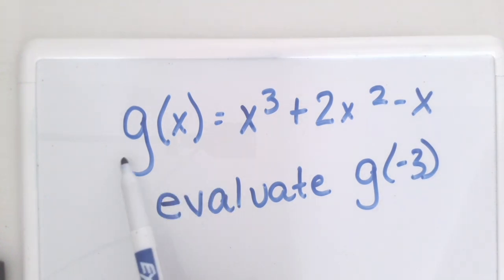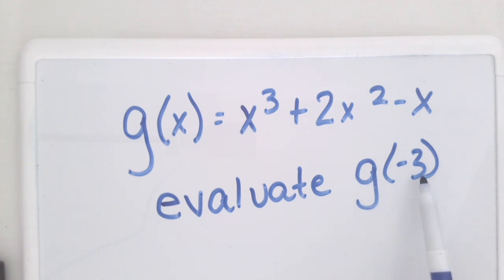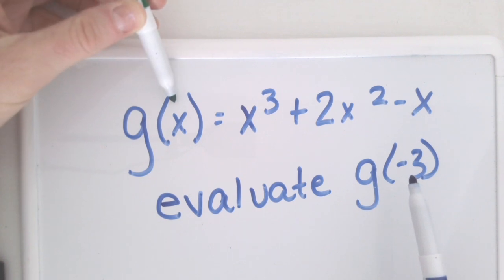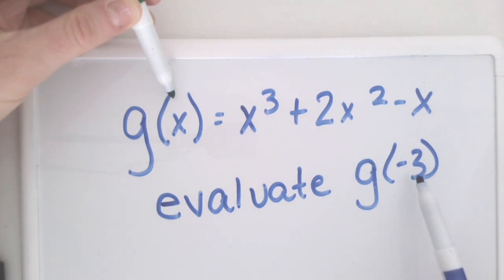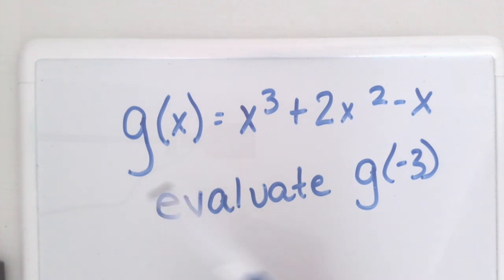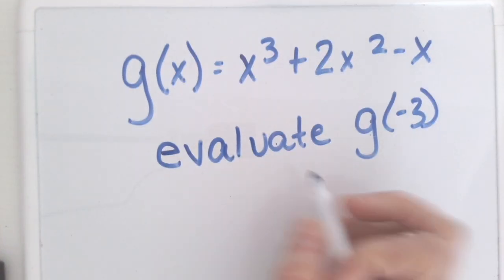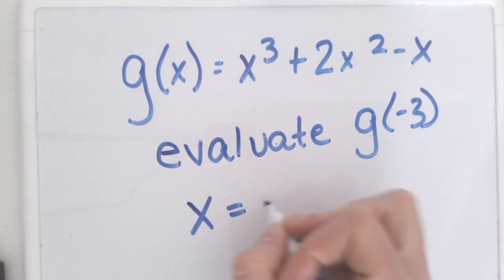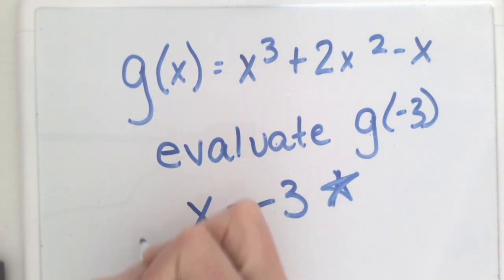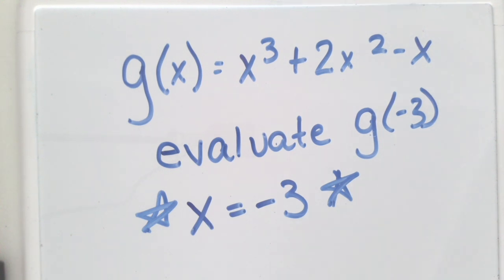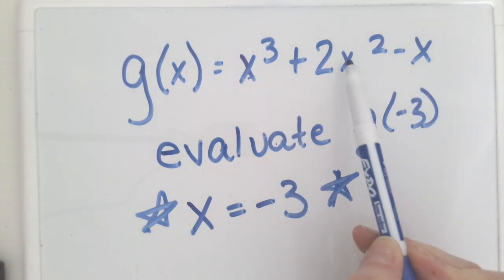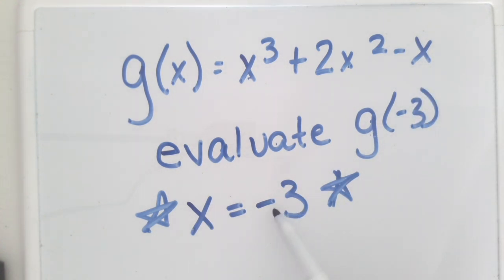If you notice, they told us g of x, and they're telling us to evaluate g of negative 3. Well, where is the negative 3 in the place of? If you take a look, it used to be x, and now it's negative 3. So by telling me to evaluate g of negative 3 when g of x was what they gave me, they're telling me that x is equal to negative 3. This is important. So now I know that x is equal to negative 3. Everywhere I see the letter x, I'm going to replace it with the number negative 3.